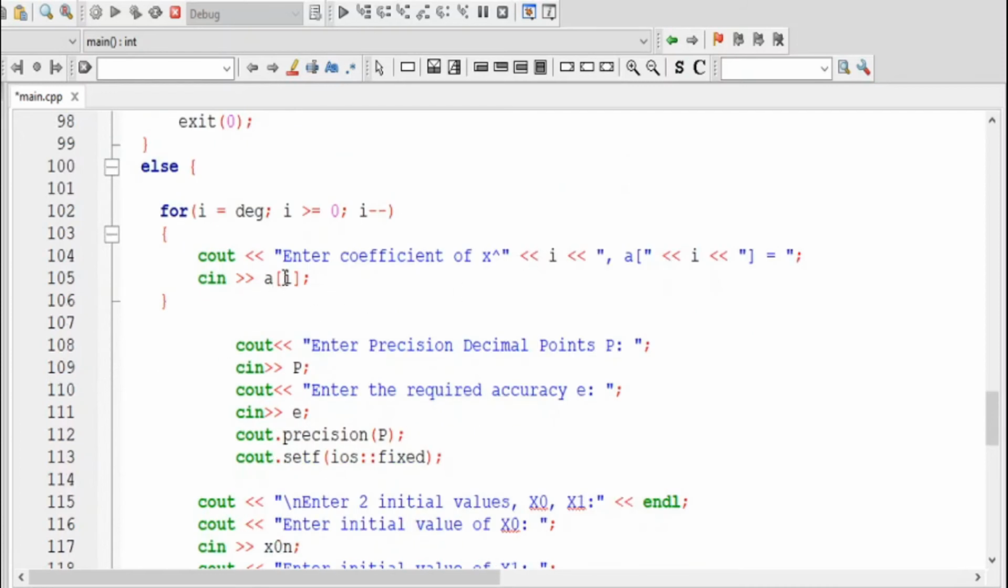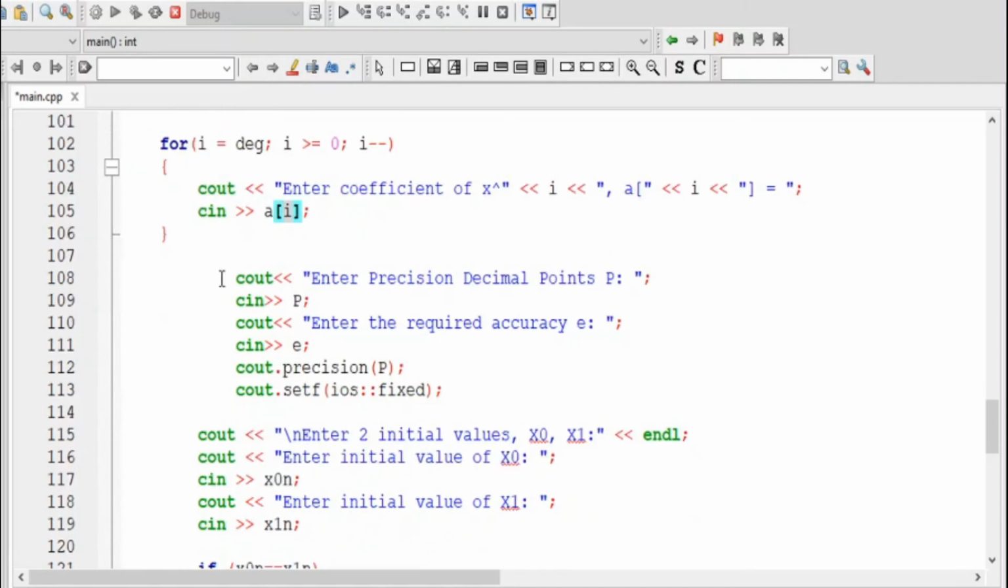So for A, if you input 5, we will print "Enter coefficient of x raised to i", for example 5. Then for A, the coefficient of 5 is equal to, we will repeatedly enter, for example 5, and then decrease by 1: 4, 3, 2, 1.